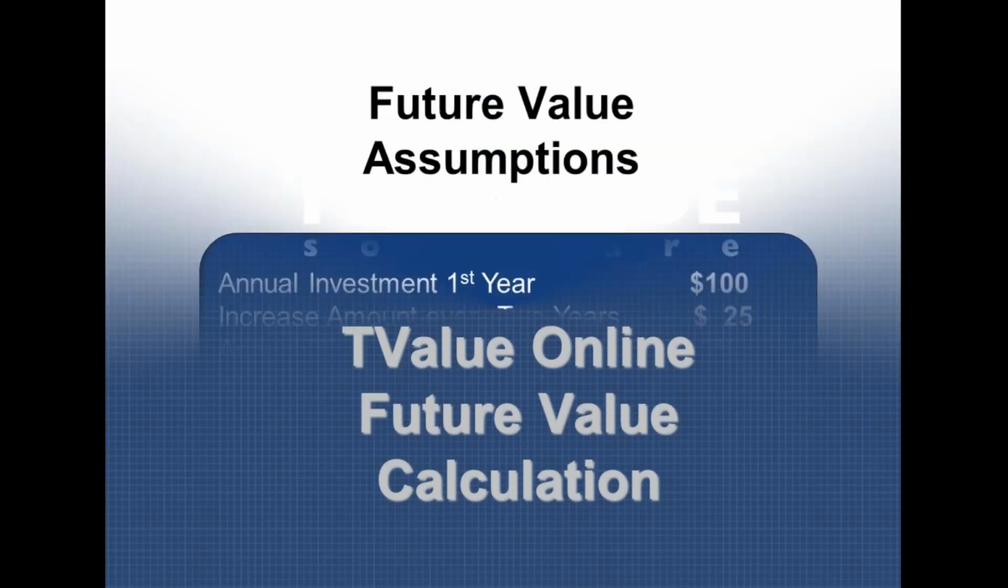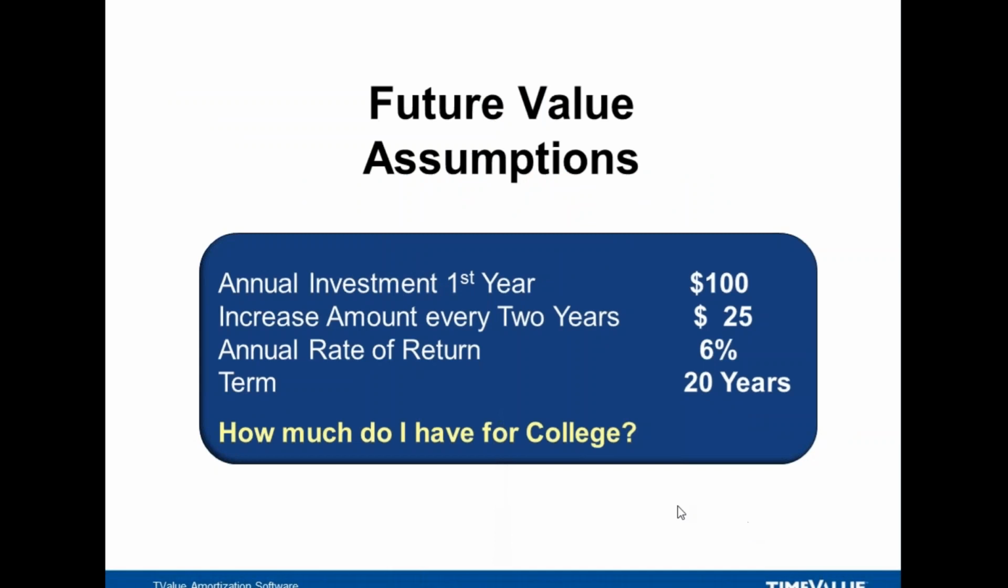Let's go ahead and do a calculation. The first one we'll do is a college calculation. We're going to assume that when our child is born, we're going to put away $100 a month. And every 2 years, we're going to increase it by $25. We're going to assume a 6% annual return, and we're going to do it for 20 years and see how much I have for college.